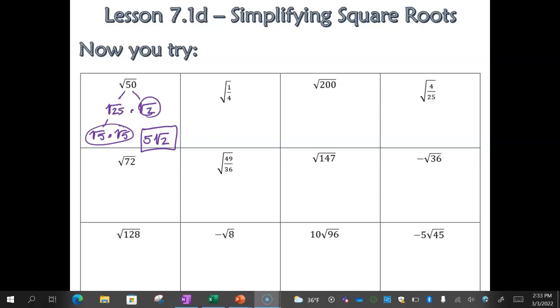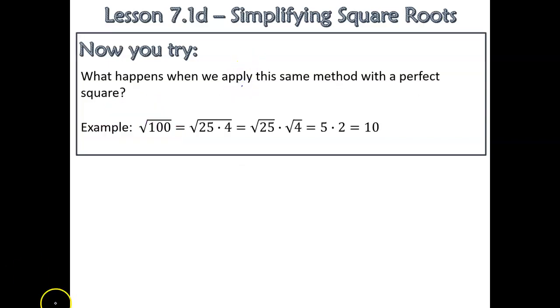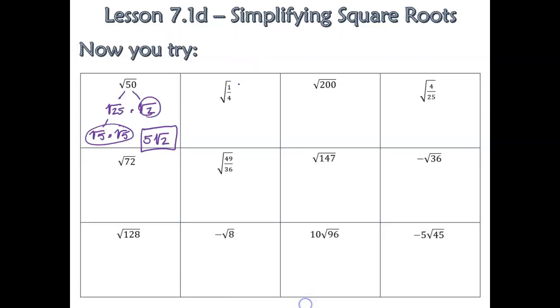These ones that are fractions look scary, but all this is the square root of 1 over the square root of 4. So the square root of 1 is 1, the square root of 4 is 2, so my answer is a half.